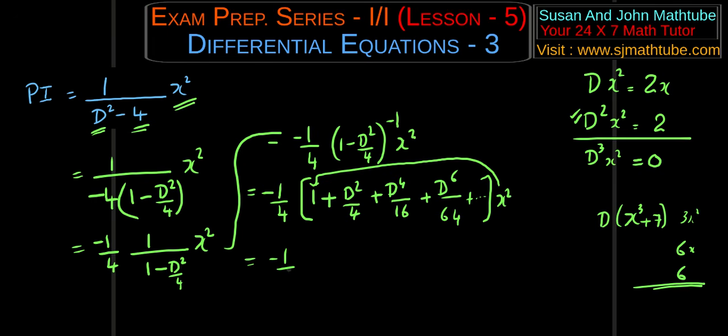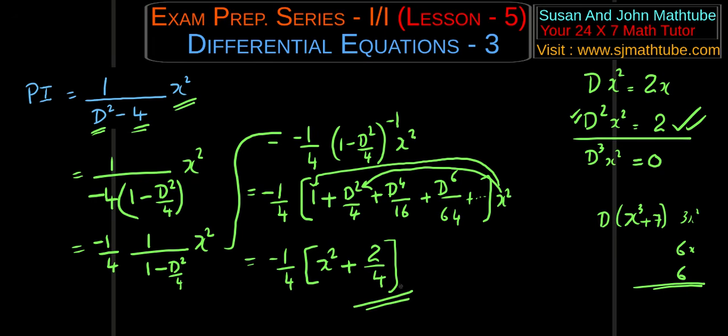So we get minus 1 by 4. 1 into x square is x square. Plus it comes here. That means second derivative. Look at this. The second derivative is 2. So I'm going to get 2 by 4. Plus 0, plus 0, plus 0, plus 0, infinite number of times, and that's it. That's it. We have the PI. Okay. So if you want, you can take LCM, etc. And as always, the general solution is, so what's the general solution? CF plus PI. That's it.